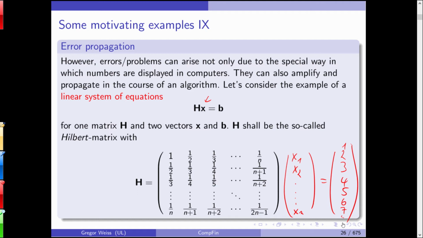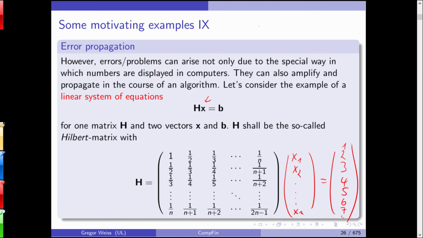How would you solve a system of linear equations? You've probably done this at school, right? You use the Gauss algorithm. You would try to calculate the inverse of the matrix H, and then you would solve this system of linear equations. MATLAB can do the same. It's quite simple.